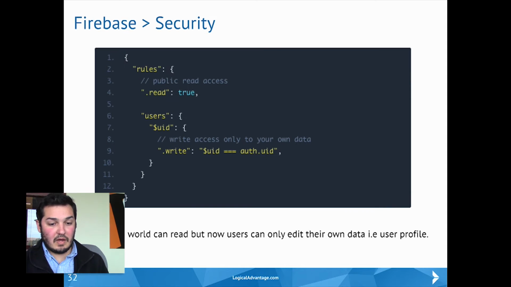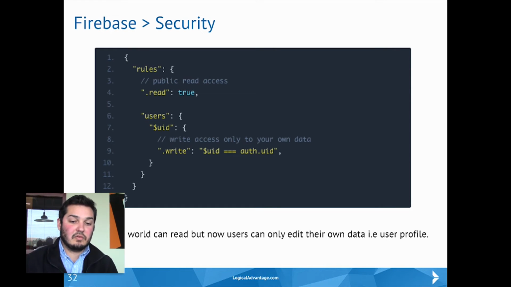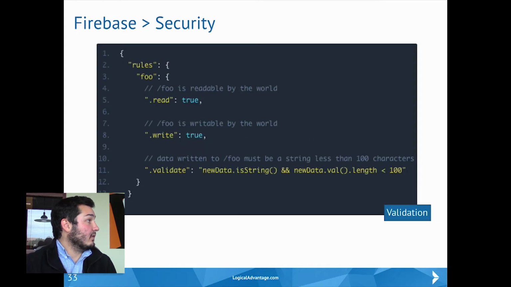So if you had a profile and you only wanted the user to edit their own profile, you could have a rule like this. So the whole world could read the profile, but only the user could edit their own data. And here's an example of validation. It's checking to see if the new data coming in is a string, and it's also checking to see if its length is under 100. So you can go crazy with that validation.